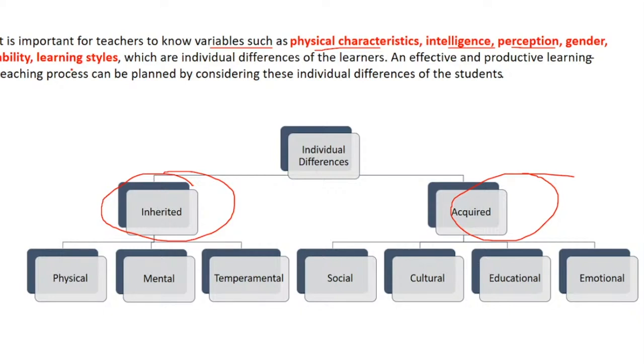When I say inherited, it can be physical, mental or temperamental qualities. When I say acquired, it can be social factors, cultural factors, educational factors or emotions. For example, it depends on what type of societal background a child comes from. The child may look very aggressive, very notorious. Maybe the child has acquired this particular thing from his social background. So the teacher has to understand this in order to bring the child onto the correct path.